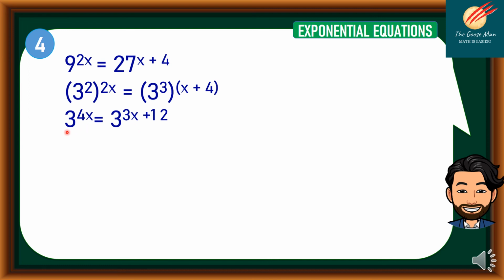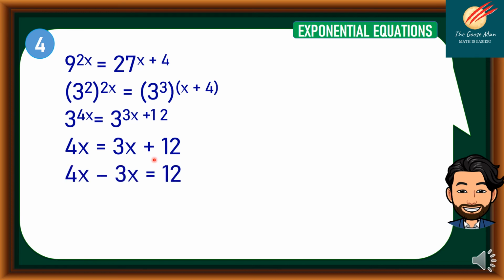Now, since I have the same base, I can equate the exponents: 4x is equal to 3x plus 12. Then, subtract both sides of the equation by 3x. So I have 4x minus 3x is equal to 12. Therefore, x is equal to 12.